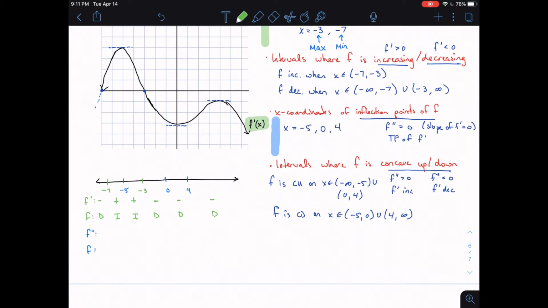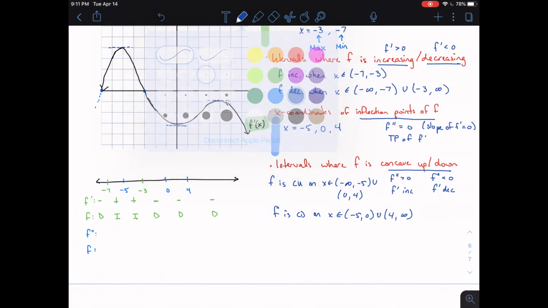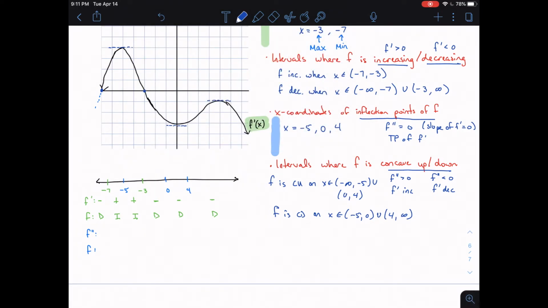All right, well, how about concave up, concave down? F is concave up where the second derivative is positive. So the second derivative was positive from -infinity to -5, and then from 0 to 4, and then negative everywhere else. What does this mean for the function? Well, it's concave up everywhere I'm positive, and concave down everywhere I'm negative.